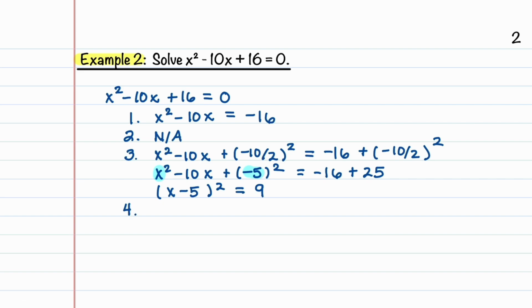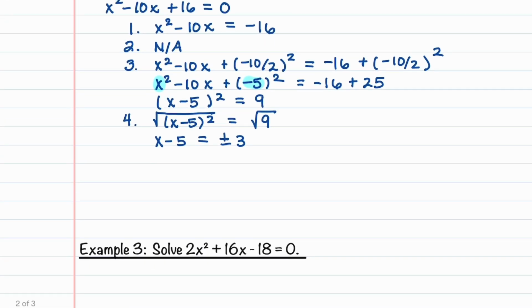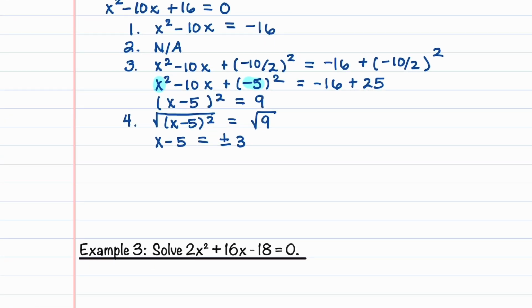Now we can do our last step, and we're going to solve for x. Let's go ahead and take the square root of both sides. So we have x minus 5 squared on the left, and we have the square root of 9 on the right. On the left, we just have x minus 5, and then on the right, we have plus or minus 3. Now it looks very similar to what we just did in our first example. We have two equations. Our first equation is x minus 5 is equal to 3, or we have a second equation, x minus 5 is equal to minus 3.